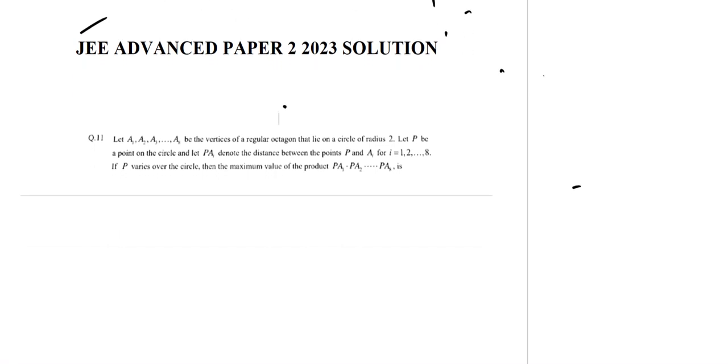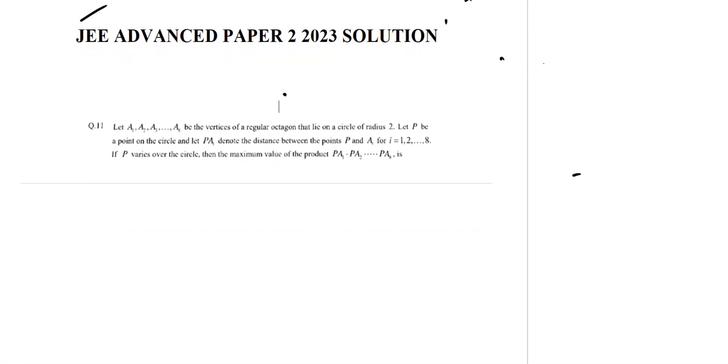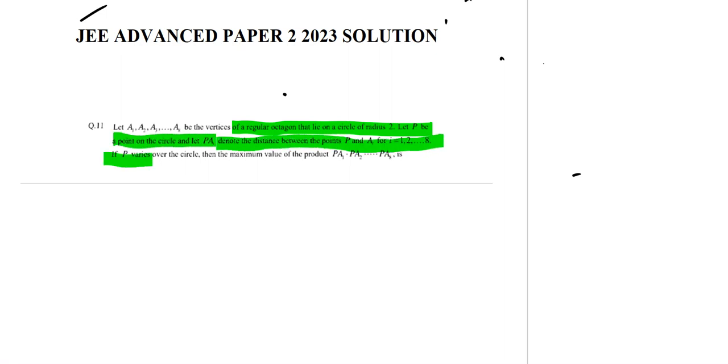जेई एडवांस्ड पेपर 2 में आज आपका स्वागत है और सॉल्व कर रहे हैं क्वेश्चन नंबर 11 को। तो यहाँ दिया हुआ है A1 से AN तक कुछ रेक्टेंगुलर ऑक्टागन lies on a circle of radius 2, let P be the point on the circle, let PAi denote the distance between the points P and Ai. So P varies with the circle, maximum value of PA1 PA2 ... PA8. ठीक है, तो ये कैसे करेंगे?